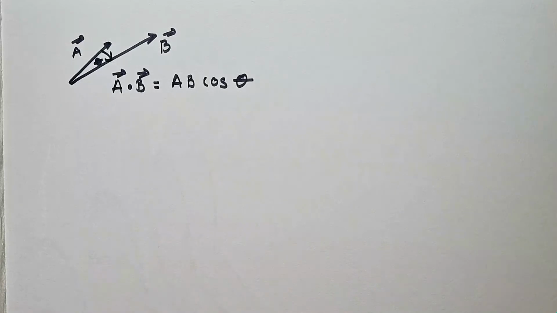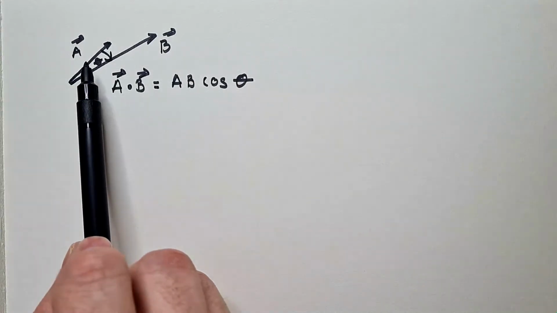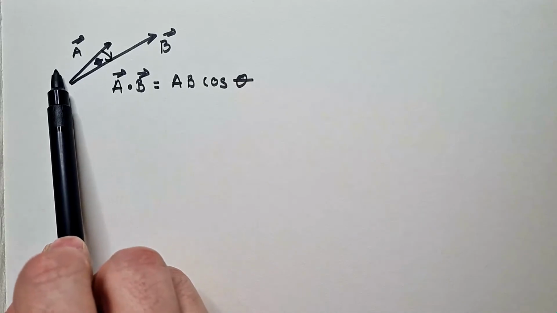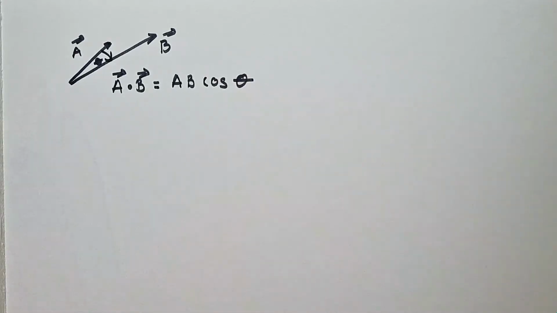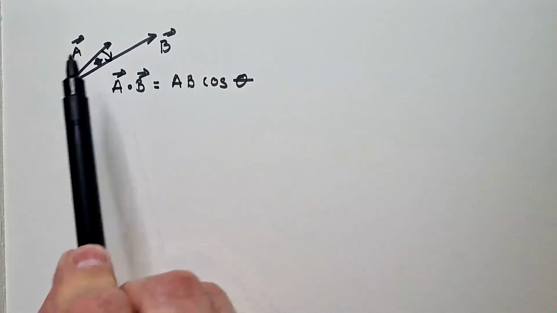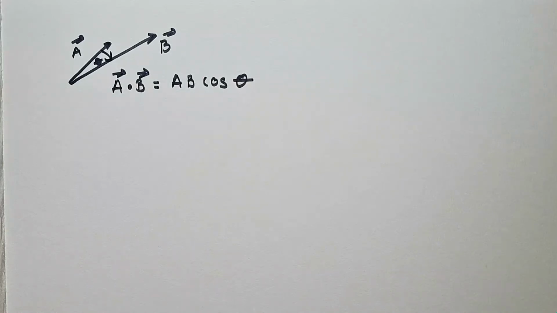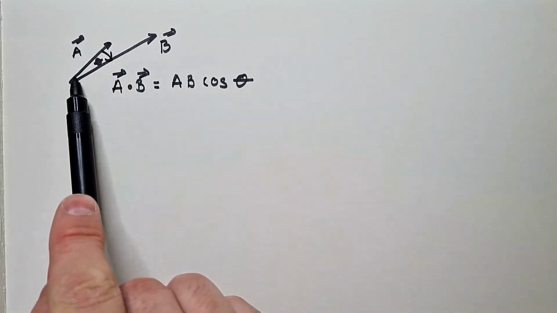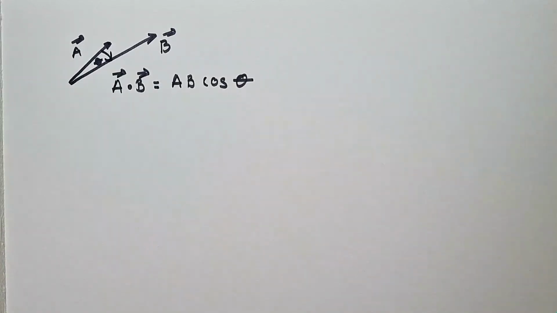Immediately we have the first trick over here, because if you know too much mathematics or physics, you might say, but why not measure the angle like this in the other direction? Why are you measuring this smaller angle? And the answer is that this is the definition of the dot product. People agreed that the angle will always be measured as the smallest angle between A and B.